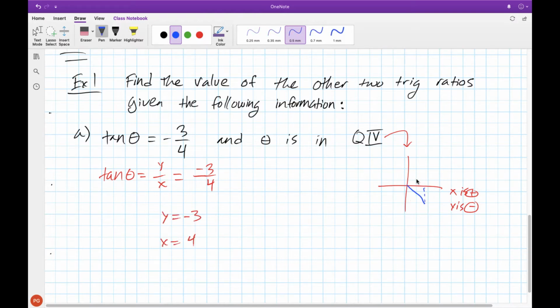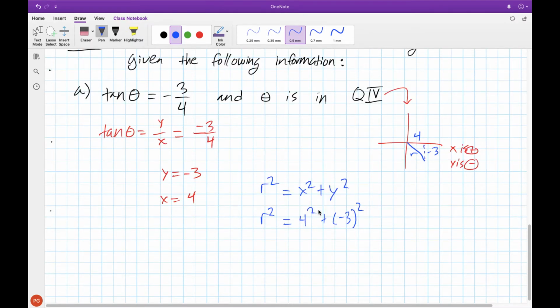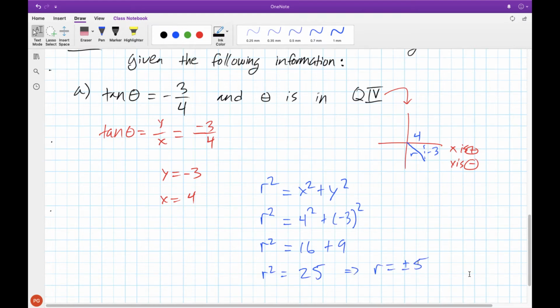So back on our diagram here, that tells us our right triangle has a 4 right here, a -3 right here, and we need to figure out this length right here, our r, our radius, if we want to figure out the other two trig ratios. So recall, Pythagoras tells us that for our right triangle here, the square of our hypotenuse is equal to the square of both sides added together. So r squared is going to be 4 squared plus -3 squared. So r squared is equal to 25, which tells us that r is equal to plus or minus 5. Now, if you remember from our first video, r is always positive. So in this case, we're just interested in +5.